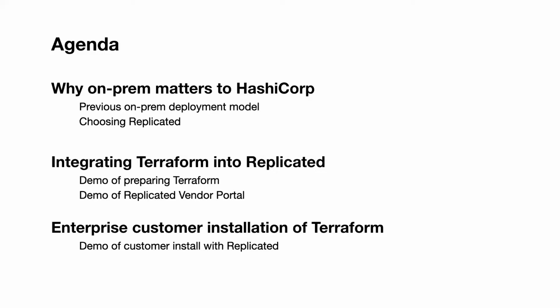Oh, and I see a question coming in from David on the chat, which says, which scheduler, native, Kube, etc., is HashiCorp using with Replicated?